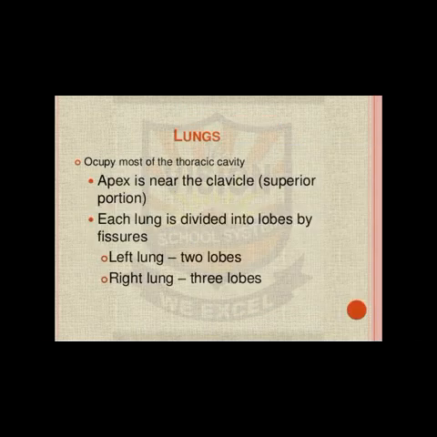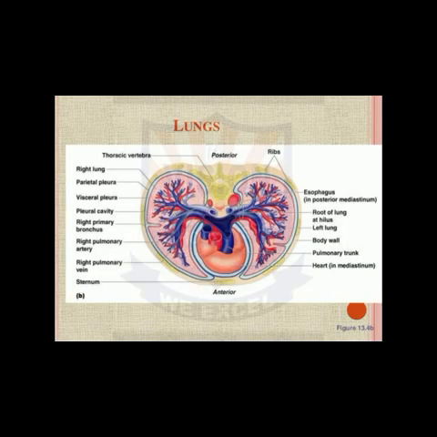Now, what are the lungs? They occupy most of the thoracic cavity. Apex is near the clavicle, superior portion. Each lung is divided into lobes by fissures. Left lung with 2 lobes and right lung with 3 lobes. So this is the structure of the lungs. As you can see, the lungs have different parts: ribs, posterior thoracic vertebra, right lung, esophagus, root of lungs at hilus, left lung, body wall, and many more.